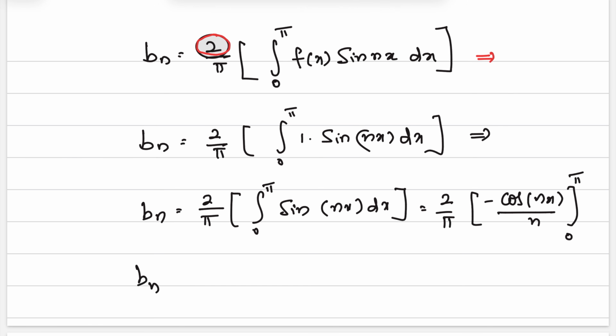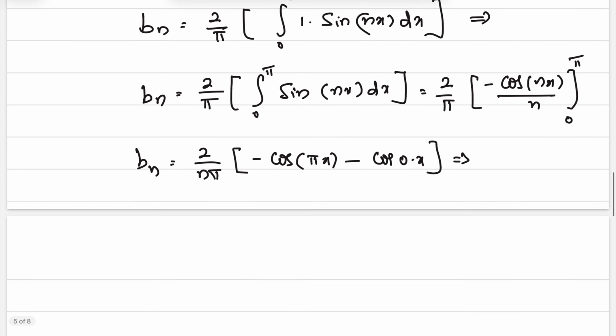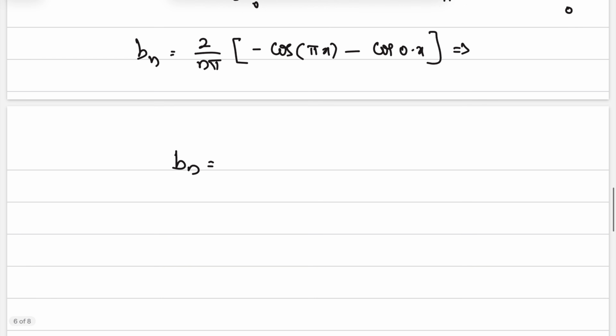That implies Bn is equal to 2 by n pi into, you apply the limits, when pi is there, minus cos pi x minus cos 0 into x. That implies Bn is equal to 2 by n pi into minus cos pi x.